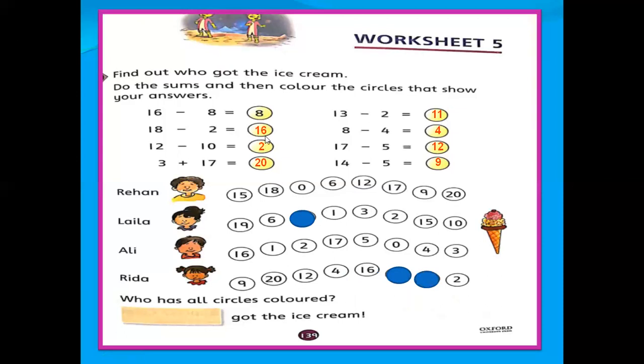Next, the 16. Look, in the first line, no 16. In the second line, no 16. In the third line, here is a 16. Color this one. And in the fourth line, here is a 16. Also color this one.